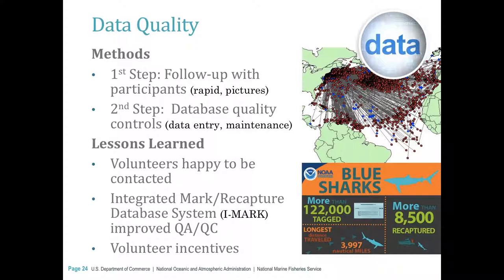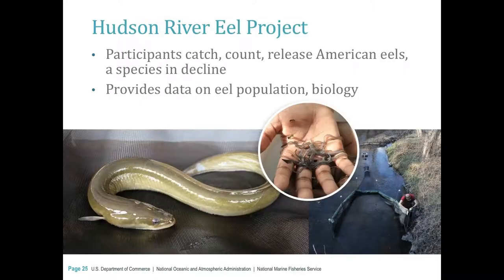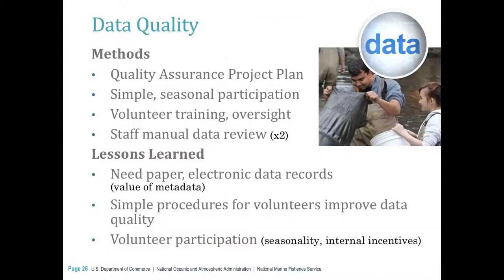And their trainings are extensive. They also have what's called a quality assurance project plan, which lays out their methods and guides the activities of the program. But due to the program's simplicity, it enhances that data quality. There's just not many mistakes the volunteers can make. And further, they emphasized to me the importance, again, of metadata, the value of that paper, those recordings, and ground truthing the information. So I'm going to wrap up the story in two simple slides here.